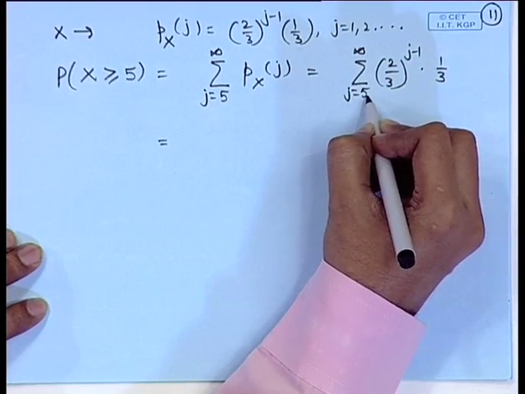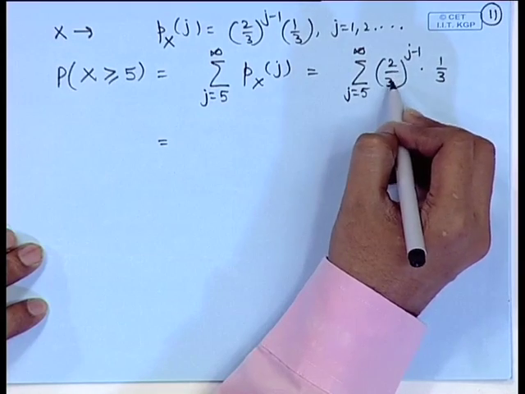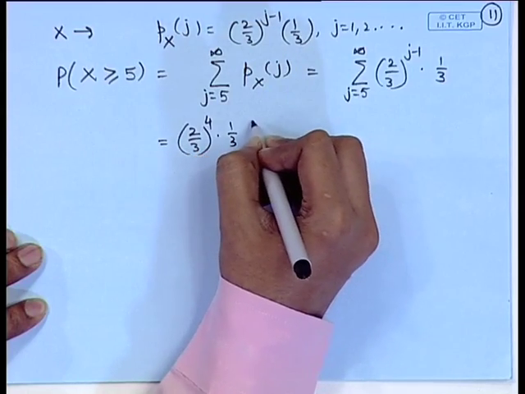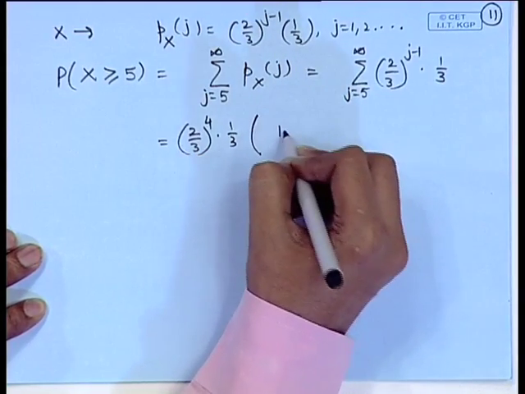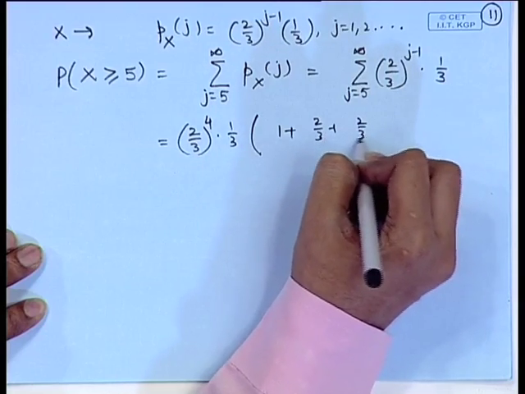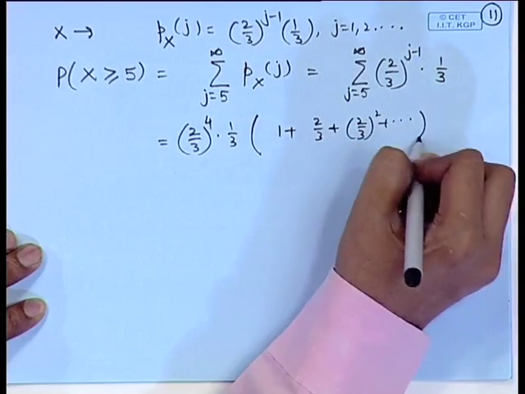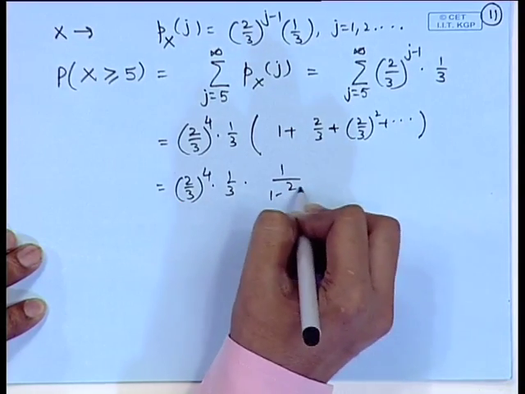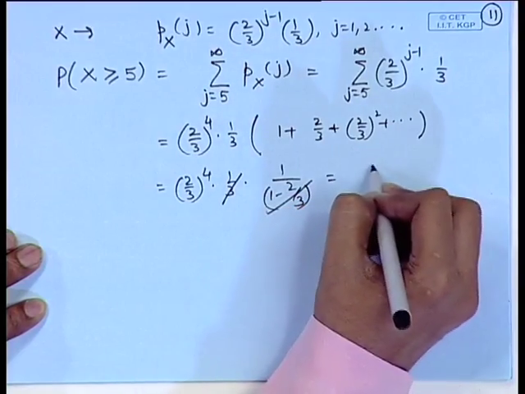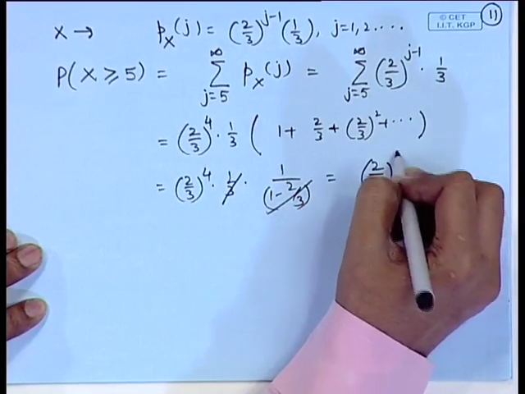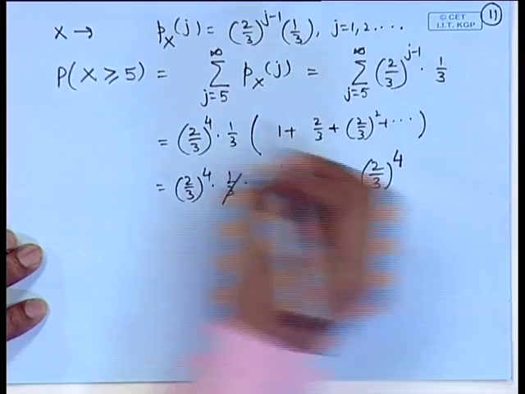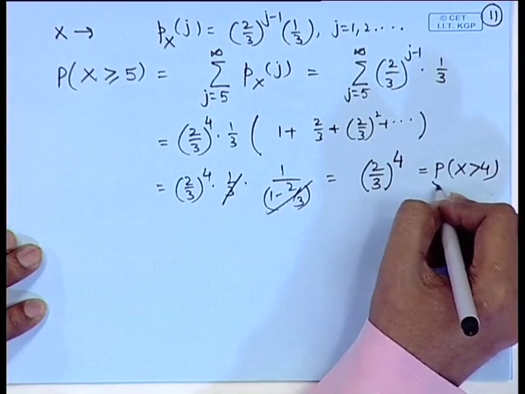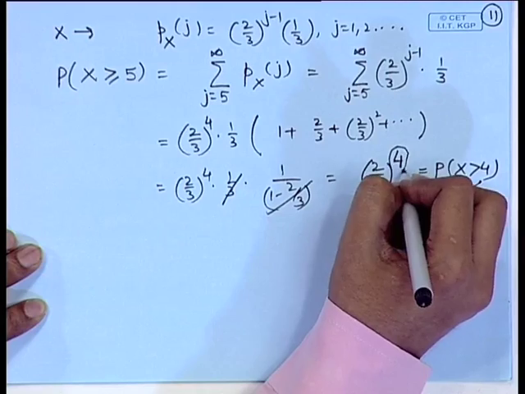so if we look at the first term of this series, this is (2/3)^4 into 1/3. So, we can keep it out, and thereafter it will become 1 plus 2/3 plus (2/3) square and so on. So, this becomes (2/3)^4 into 1/3 into 1 divided by 1 minus 2/3. So, this cancels out, and the probability is (2/3)^4. Since this is a discrete distribution, we can also consider it as probability X greater than 4. Now, notice here probability X greater than 4 is (2/3)^4.